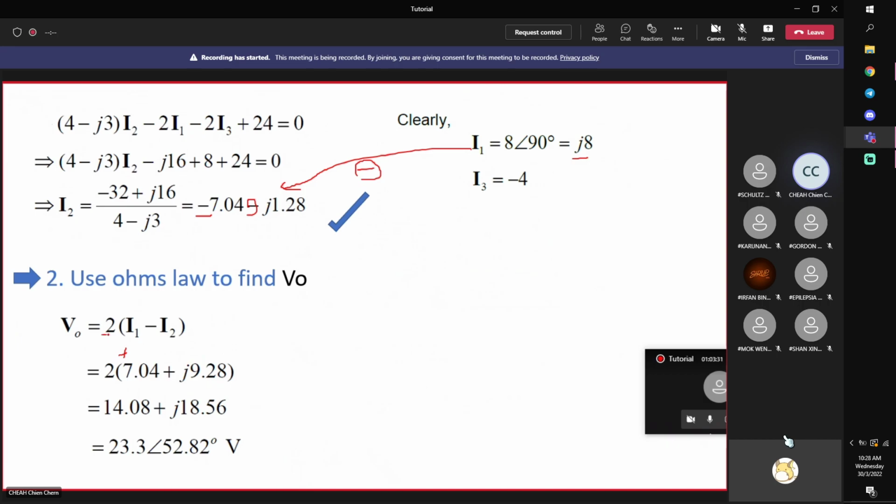Right? And don't forget to multiply by 2. And you get this form. Finally, we need to put it into polar form. Right? Phasor finally is polar form. That means that you have a sine wave with a reference which is not given, so just leave it. Right? If the reference is given, you need to convert back, 23.3, for example, cosine omega t plus 52.82. Okay. The real part of this.